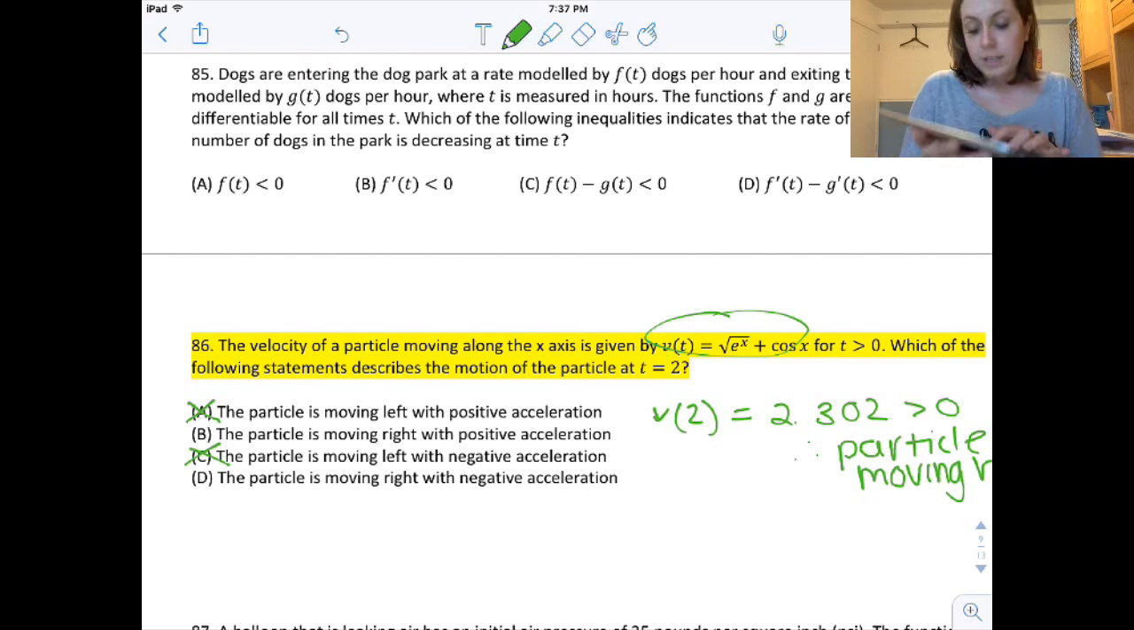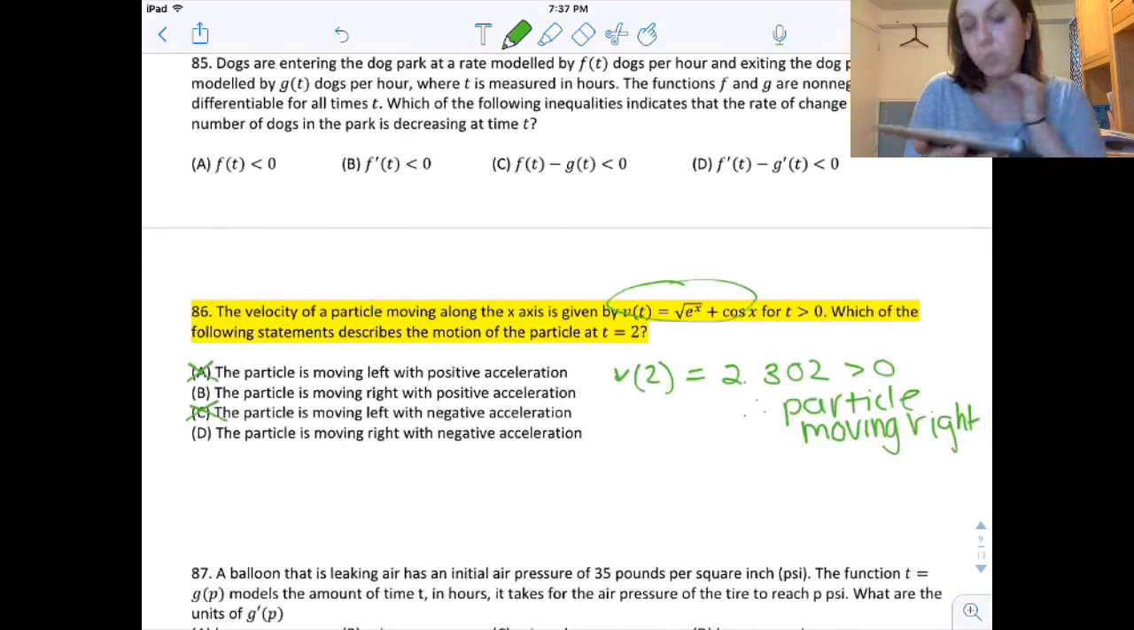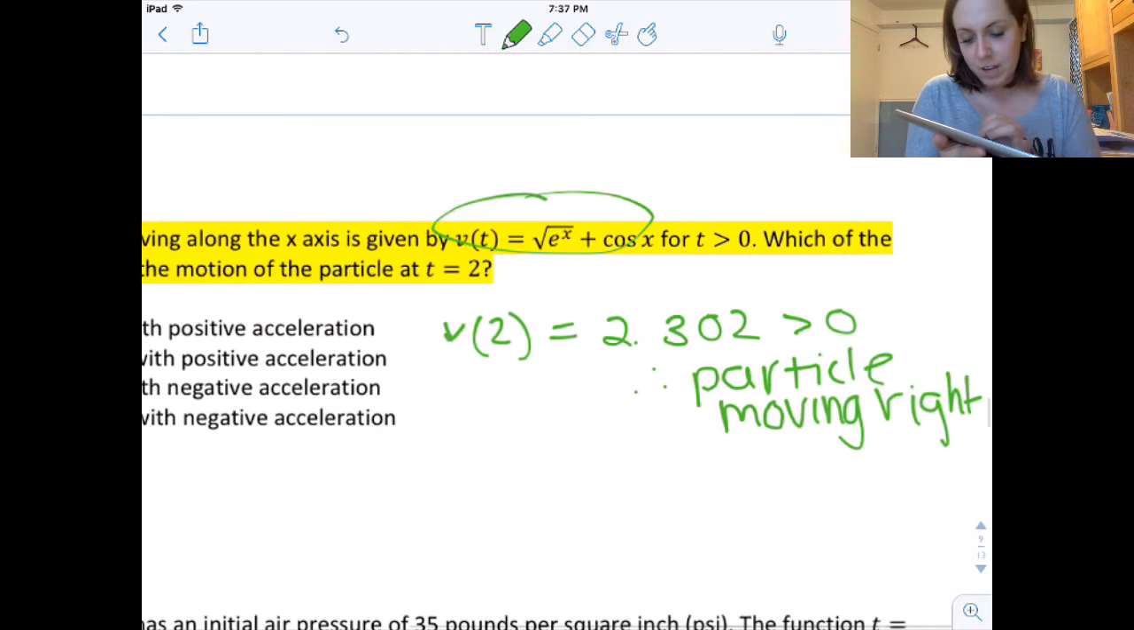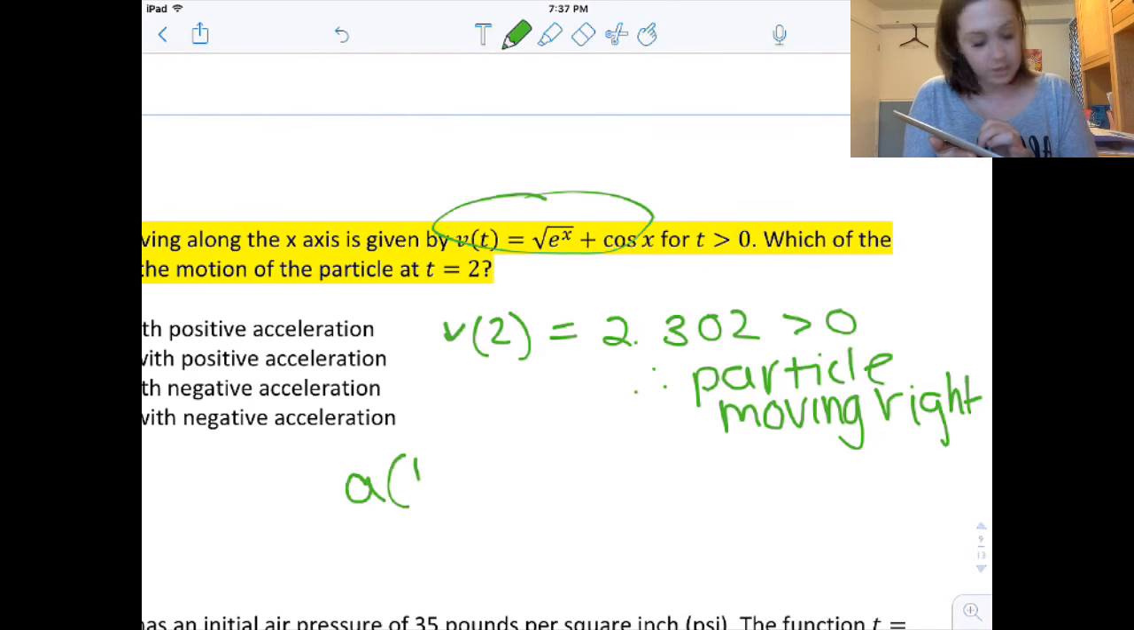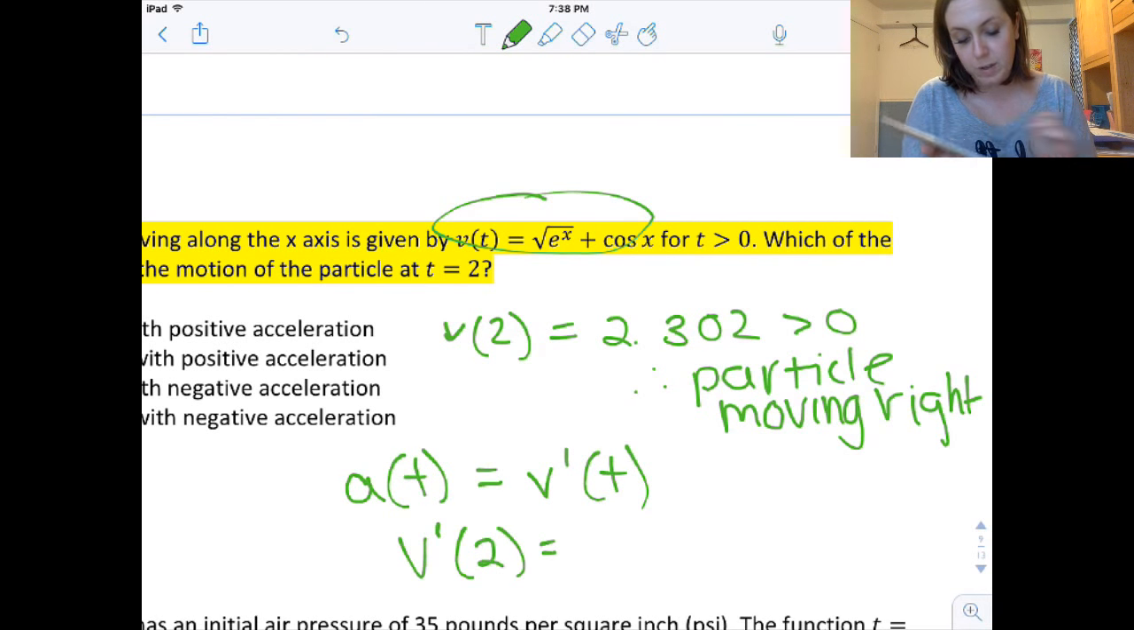Now, I want to look at what its acceleration looks like. So let's look at that. Please don't do this by hand. You can, but it will save you time when you have your calculator not to. So acceleration is v prime, right? Again, they didn't give me a, so I need to define it in terms of v. So v prime of 2 equals, in your calculator, do not do this by hand.